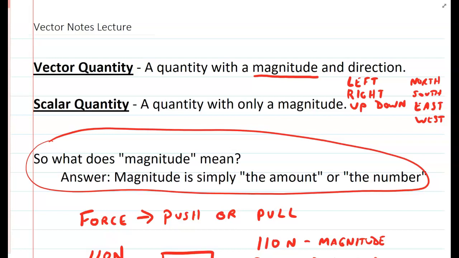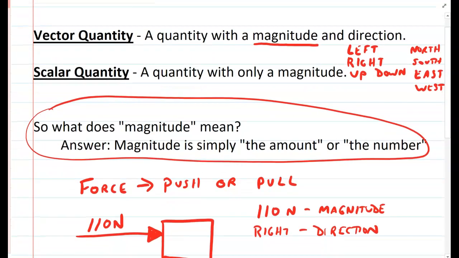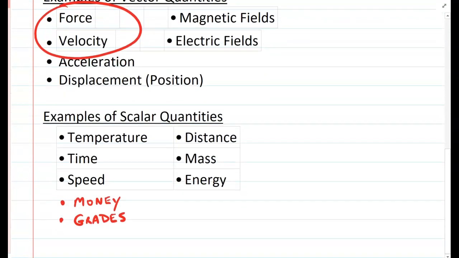A scalar quantity is a quantity that has only a magnitude. It doesn't have a physical direction associated with it. And remember, magnitude is not a scary word. Magnitude simply means the amount or the number associated with either the scalar or vector quantity. It's just the amount. Okay, so with vector quantities, we have to learn a little bit of new mathematics to deal with them. When we're dealing with vector quantities, we often represent them as arrows.